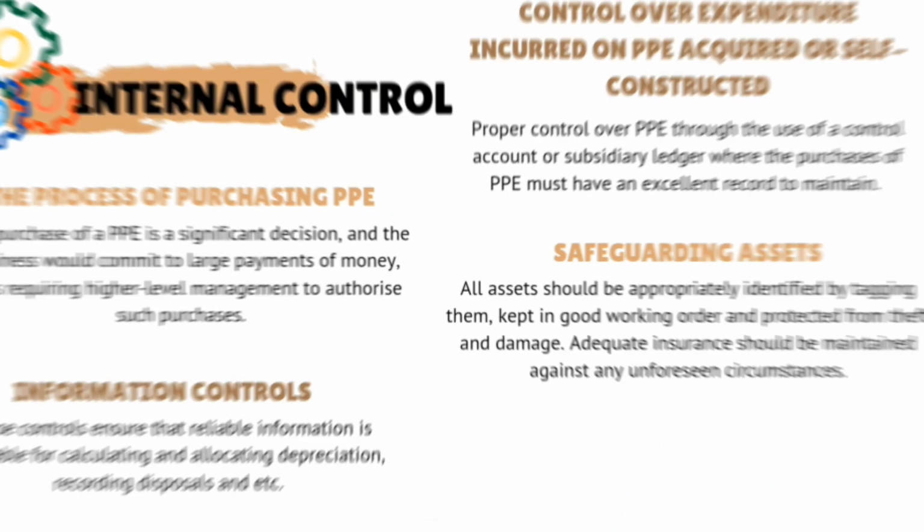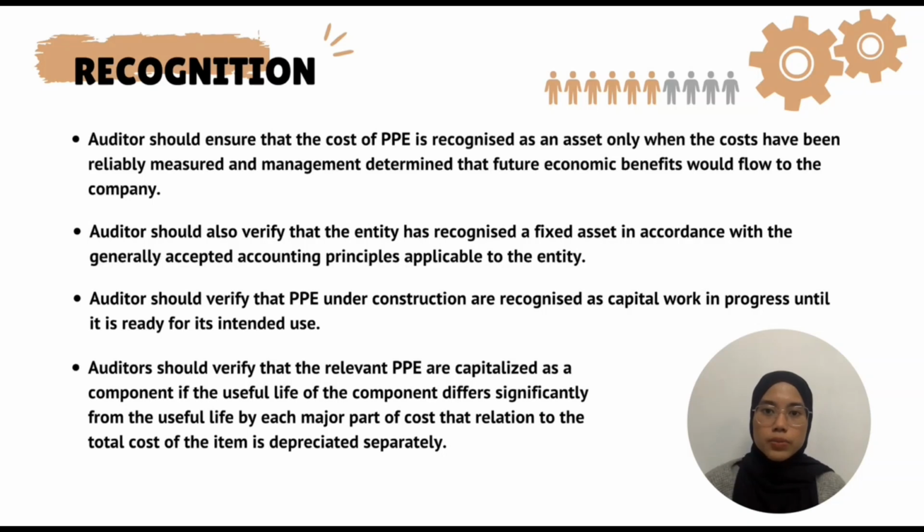I will present about the recognition of audit of PPE. The first recognition of audit of PPE is that the auditor should ensure that the cost of PPE is recognized as an asset only when the cost has been reliably measured and management determines the future economic benefit will flow to the company.